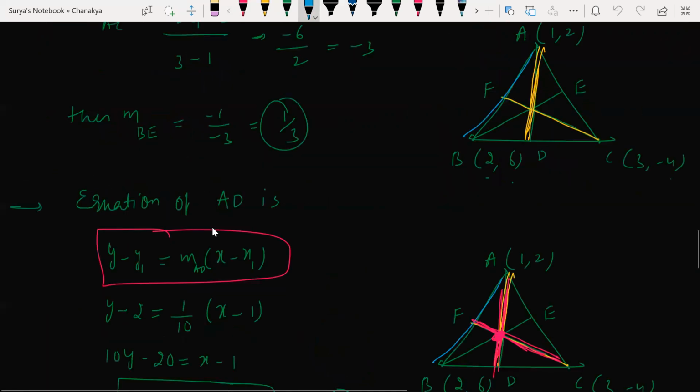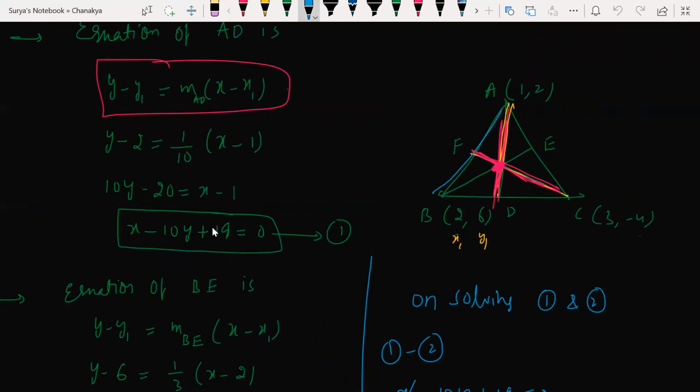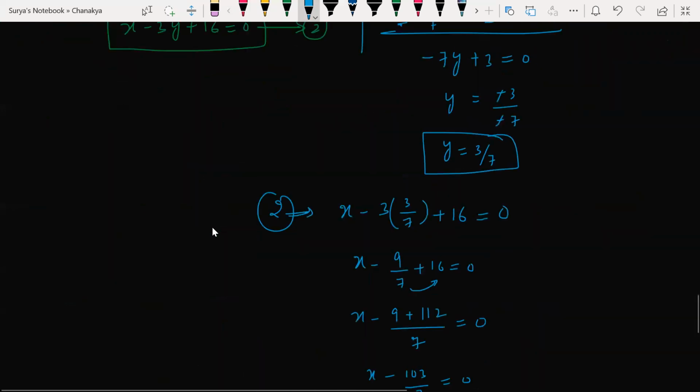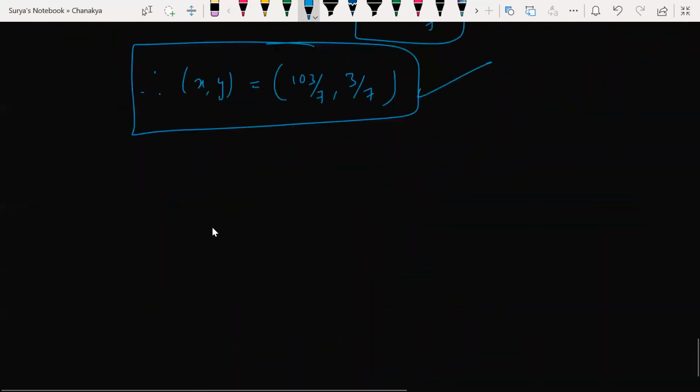What is the equation formula? y minus y1 is equal to the slope of that particular line into x minus x1. After that, I got two equations. After solving that, I got my orthocenter. Very simple. If you don't make any calculation mistake, it will be definitely correct, beta. That's it. Any doubts?